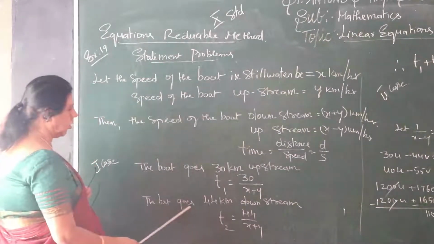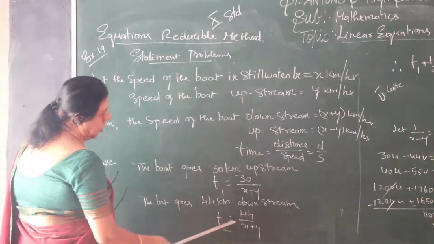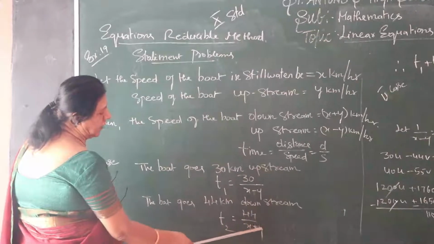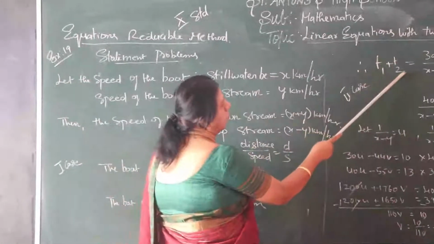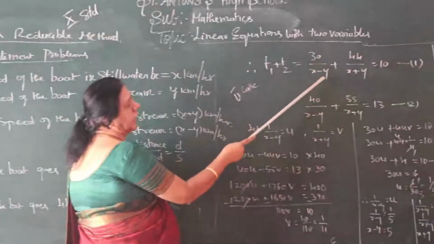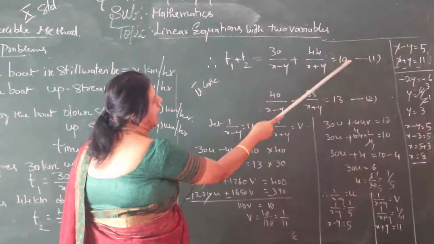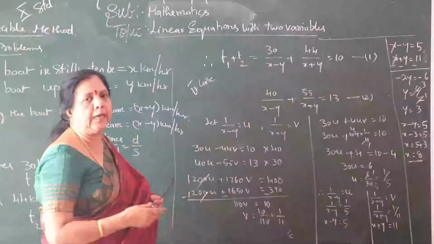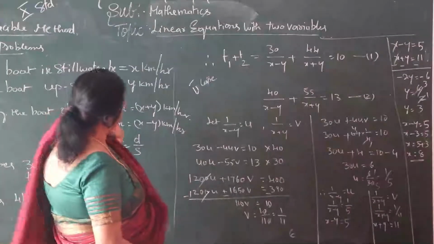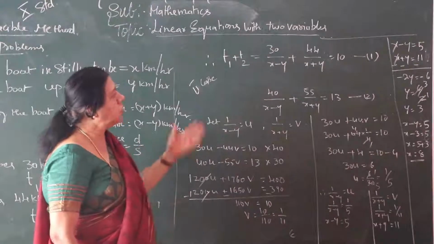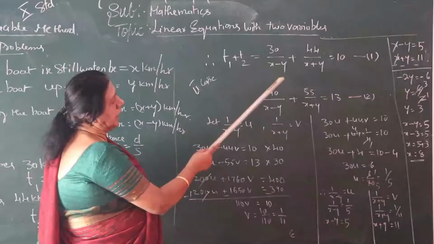Here, the boat goes 44 kilometers downstream. T2 is equal to 44 by x plus y. Therefore, T1 plus T2 is equal to 30 by x minus y plus 44 by x plus y, in 10 hours. I told you, in 10 hours we went 30 kilometers upstream and 44 downstream. We are supposed to frame the equation.